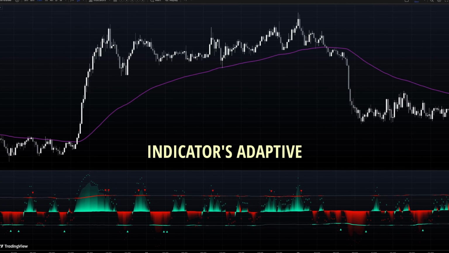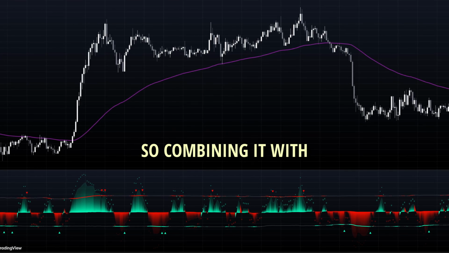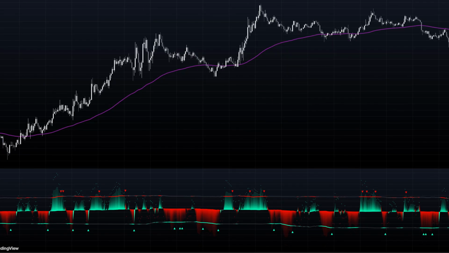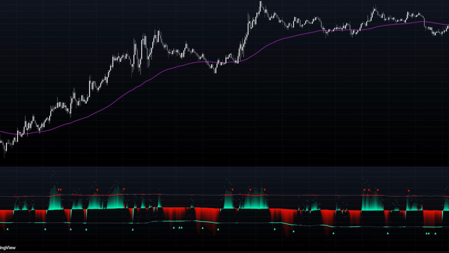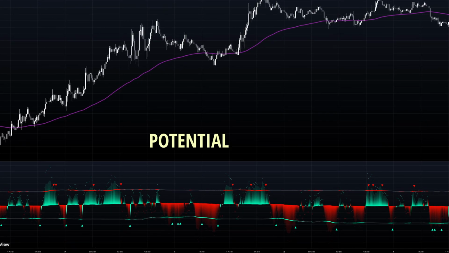Remember that this indicator's adaptive nature means it adjusts to changing market conditions, so combining it with less responsive tools, like moving averages or static support and resistance, helps provide a more complete picture of market structure and potential trading opportunities.